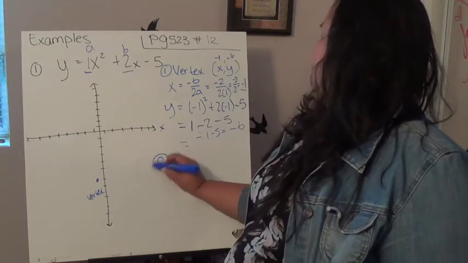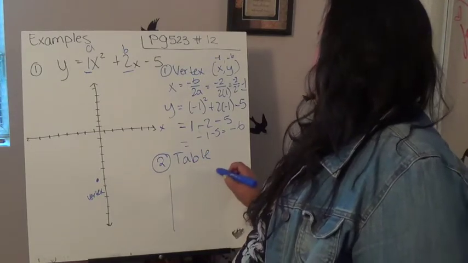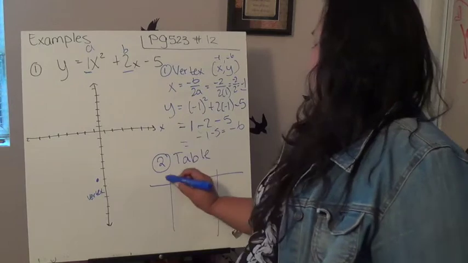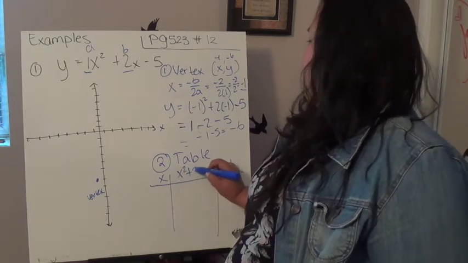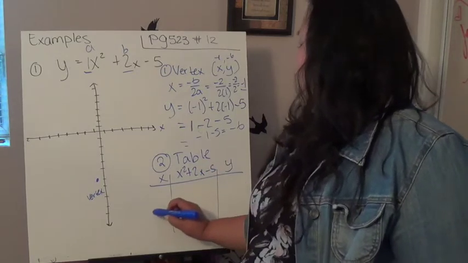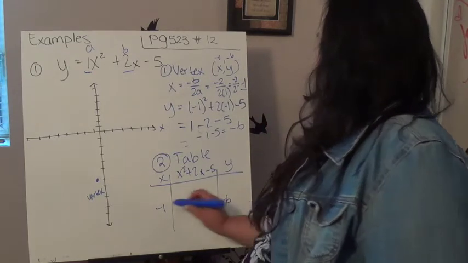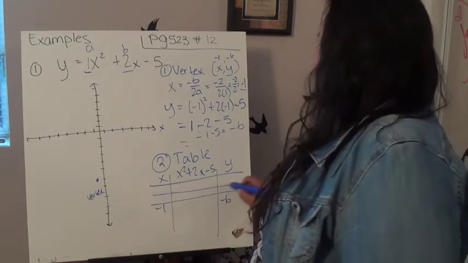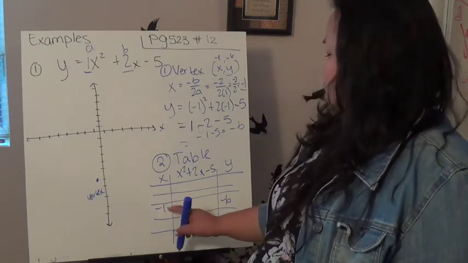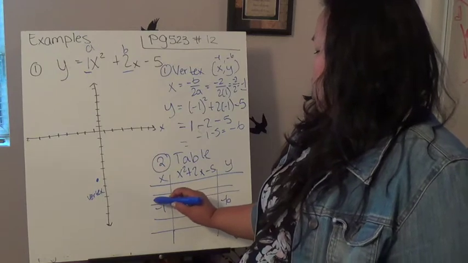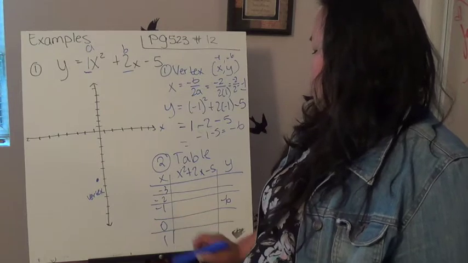So my second step is to create a table. Now, I've already found this is my x and this is my y. My equation is x squared plus 2x minus 5. Now I've already found my middle number, which is negative 1, and the y is negative 6. So now I'm going to find 2 numbers before it and 2 numbers after it. Okay? So let's do negative 2 and negative 3, and let's do 0 and 1.